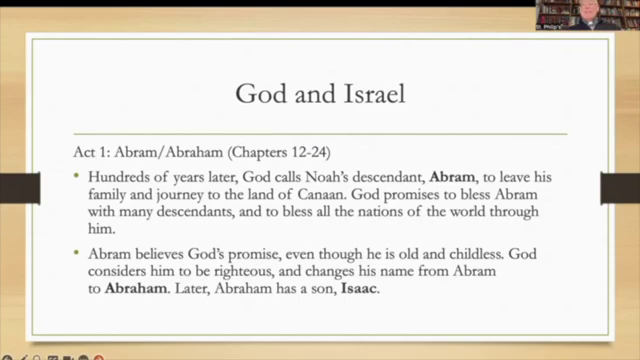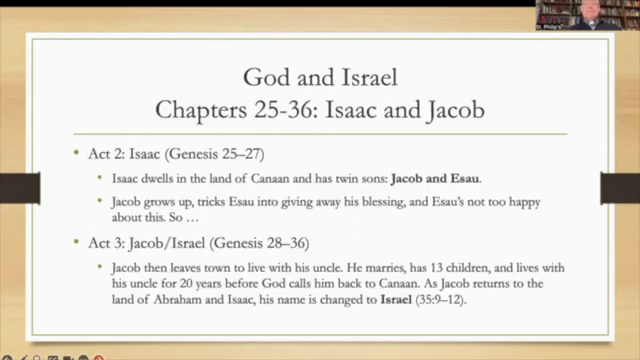That's often something that happens in the Torah. Someone has a relationship with God and they change their name to reflect their new identity. So Jacob becomes Israel because he wrestles with the angel. We'll see that in a second. So Abraham and Sarah have a son, Isaac. Chapters 25 to 36, the story of Isaac and Jacob, the next two generations of this patriarchal family.